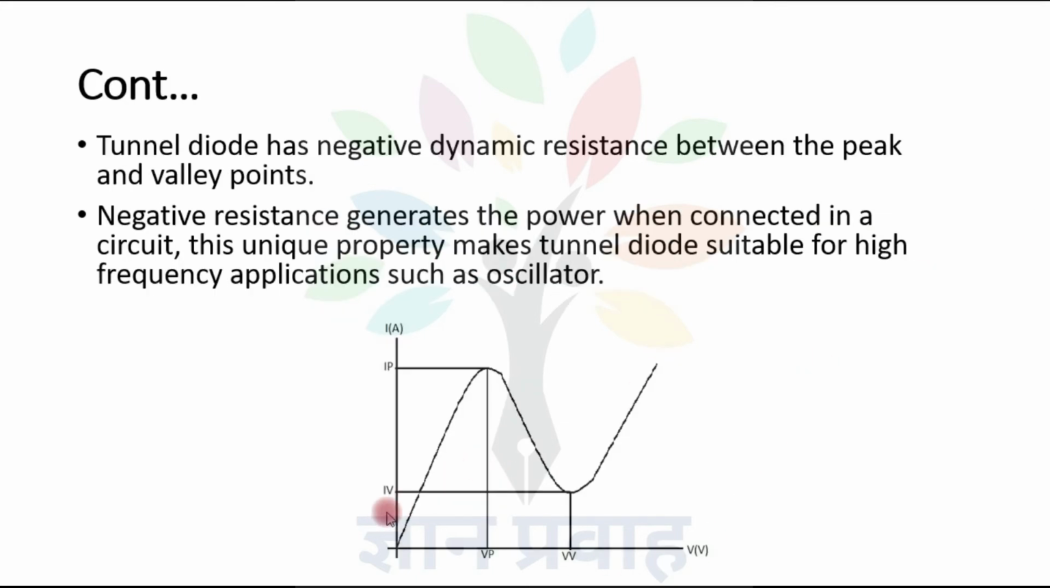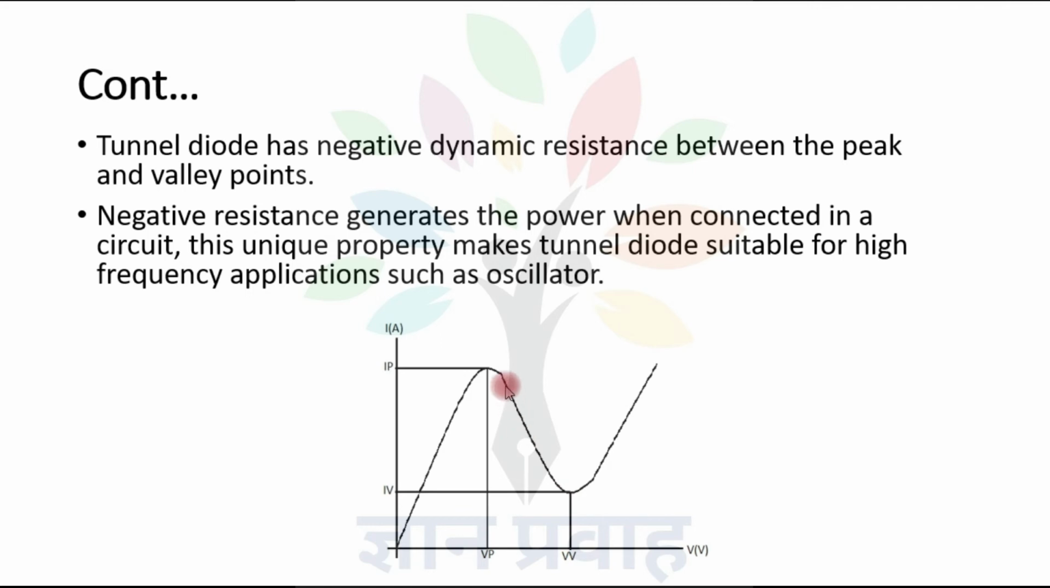The IV characteristics for the tunnel diode are given here. When we apply external voltage, the current increases, simply following Ohm's law, the Ohmic region. After reaching this point, the peak point, the voltage is Vp and the current is Ip. After the peak point, the current is decreasing.